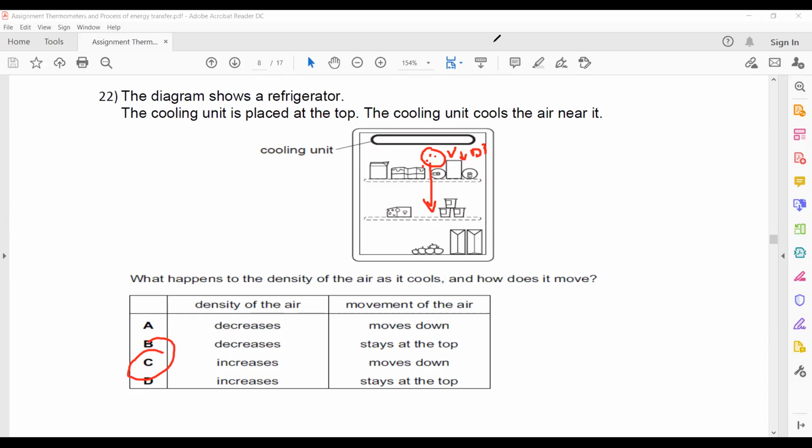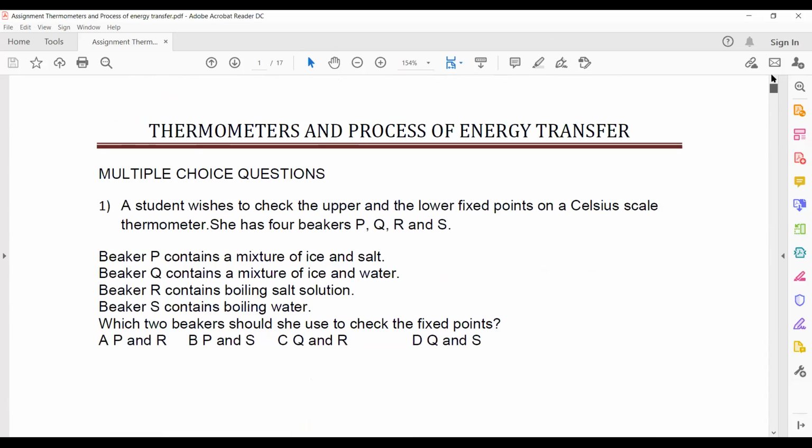So these are a few questions related to the topic conduction, convection, and radiation. Tomorrow we'll discuss thermometers, and that is the last topic of this block 2, thermal physics. Any doubt related to the class?